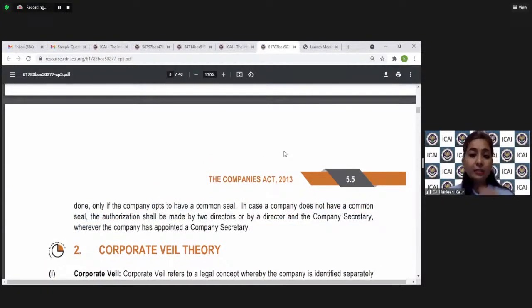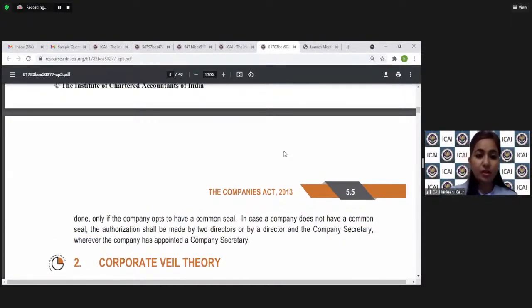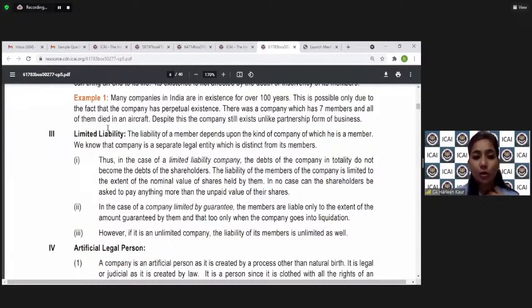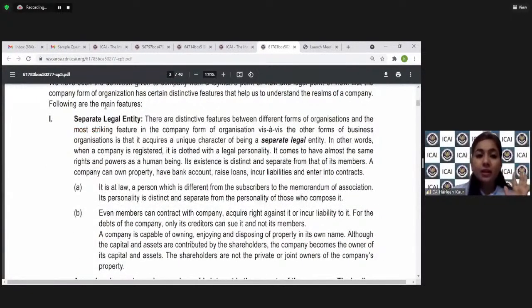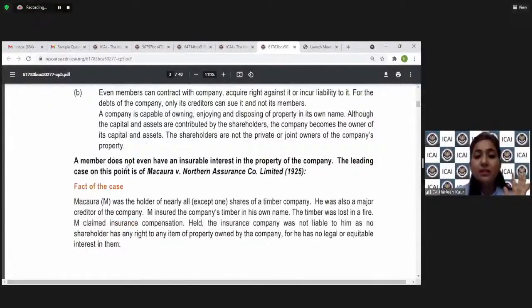Now, the case law of Macaura versus Northern Assurance, many of you are asking about that also. Let's go through that. It says a member does not even have an insurable interest in the property of the company. I have already told you the company is a separate legal existence. Shareholders have nothing to do with the liabilities of the company. To prove this point, a member does not even have an insurable interest in the property of the company. The company's property is in the name of the company and the shareholders' property is in the name of the shareholders. So Macaura was a person who was holding all the shares except one.